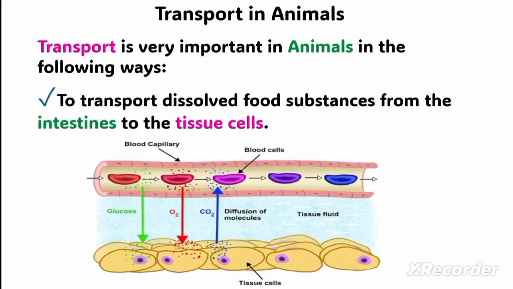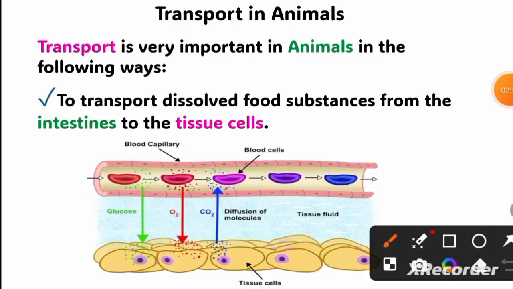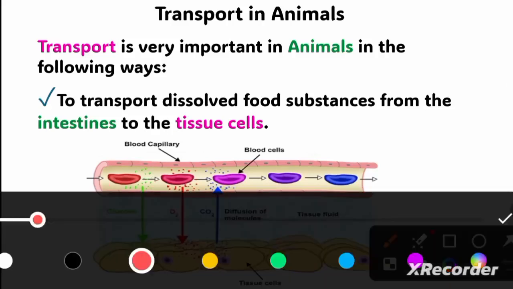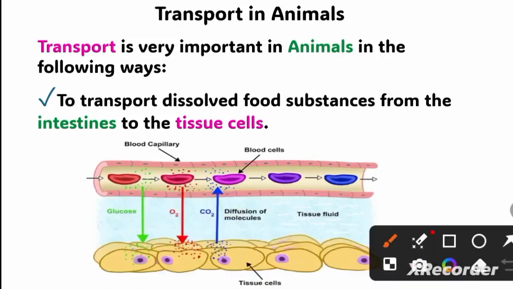One of the end products of digestion has been illustrated in the diagram. We can see glucose. Glucose is being transported from the blood vessel, which is a capillary, to the tissue cells, as we can see here. So it is being transported from the blood vessel to the tissue cells so that it can be utilized.